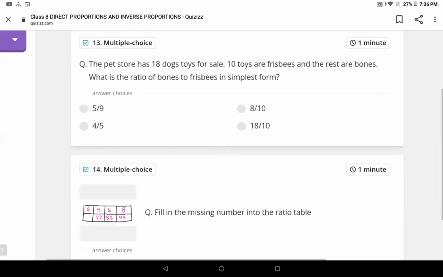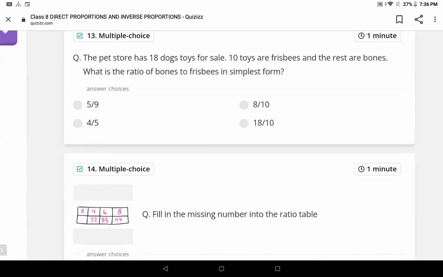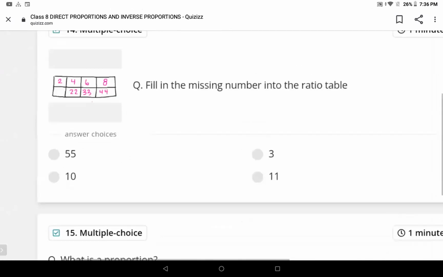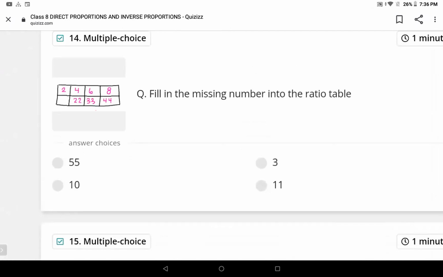Next one. The pet store has 18 dog toys for sale. 10 toys are Frisbees, and the rest are bones. What is the ratio of bones to Frisbees in simplest form? 4 is to 5. So your pet store has 18 dog toys for sale, 10 are Frisbees, and the rest, 8, are bones here. So the simplest form of bones to Frisbees, 8 is to 10, is 4 by 5.